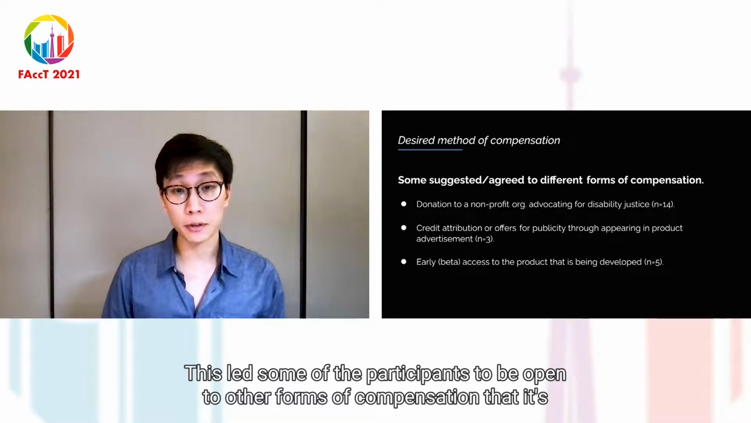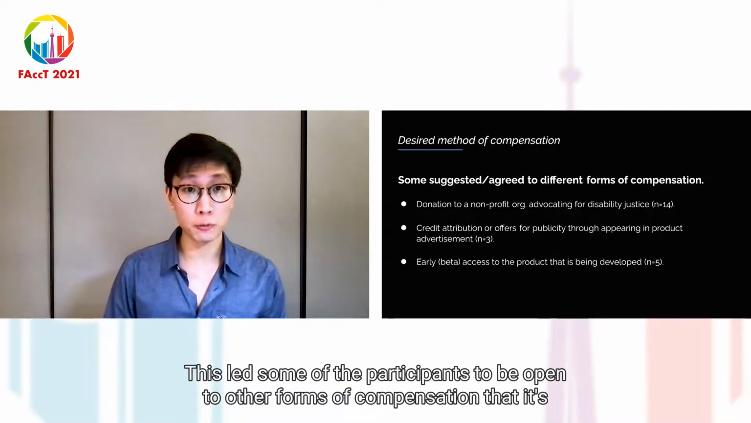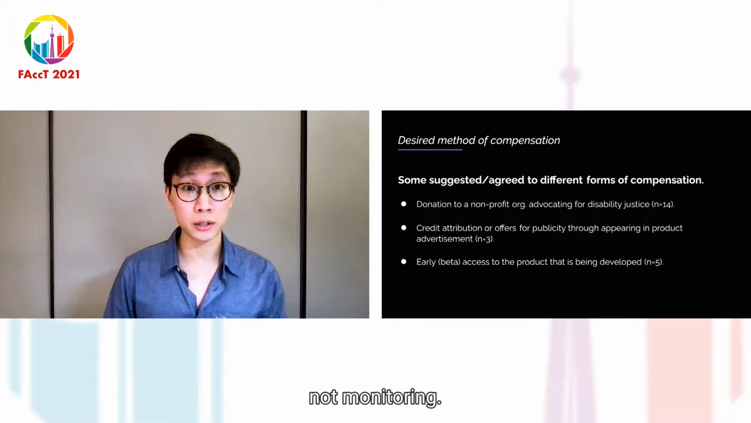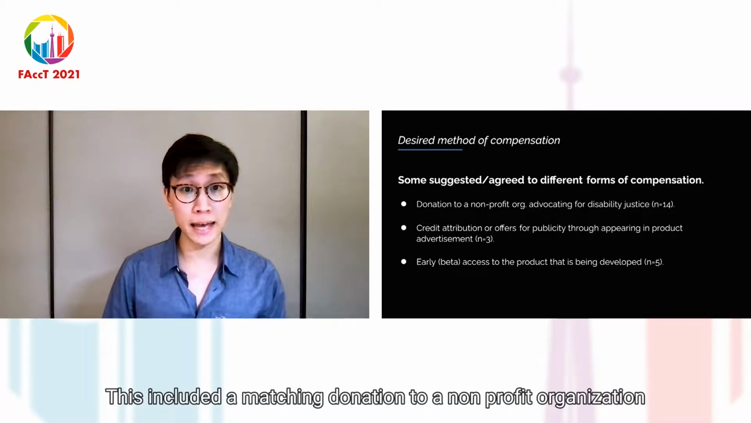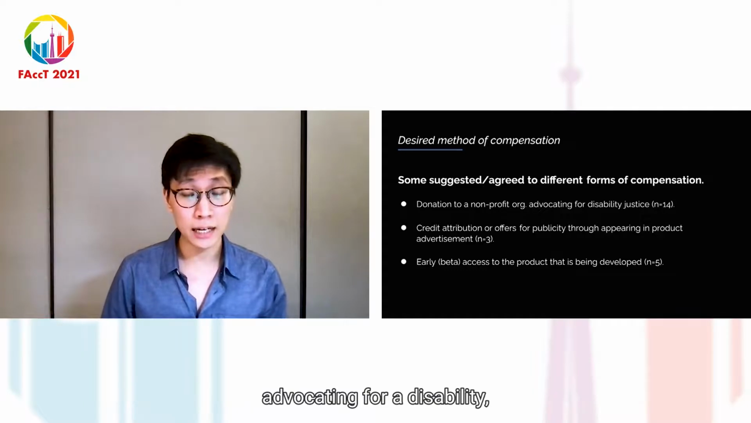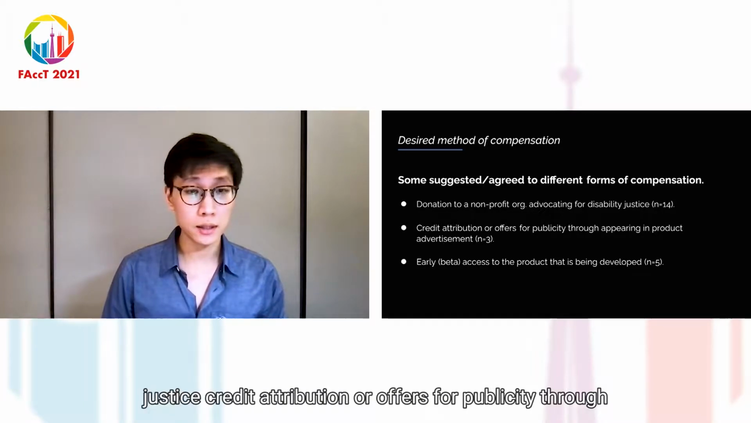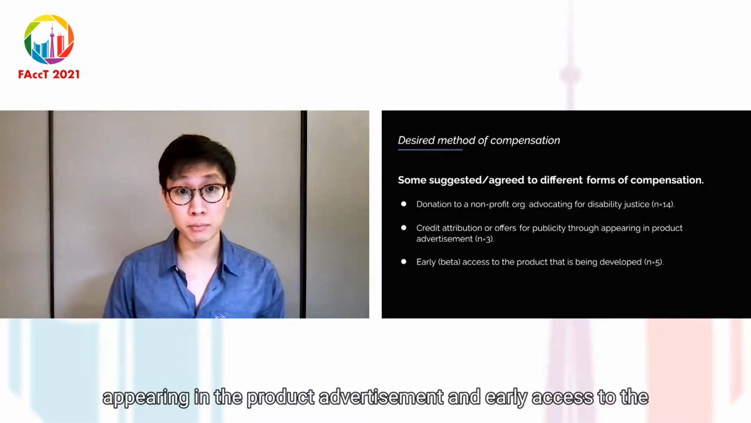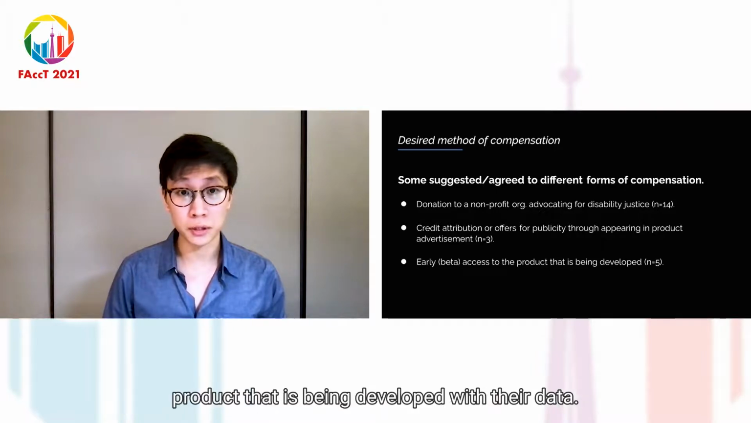This led some of the participants to be open to other forms of compensation that is not monetary. This included a matching donation to a nonprofit organization advocating for disability justice, credit attribution or offers for publicity through appearing in the product advertisement, and early access to the product that is being developed with their data.